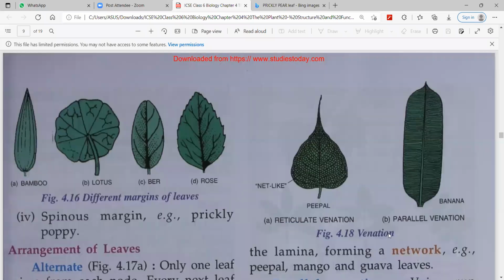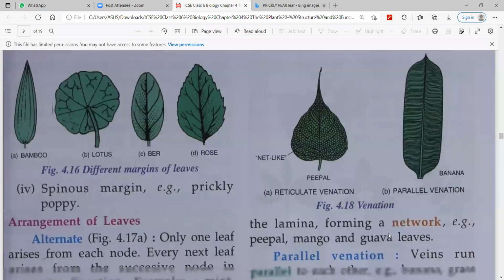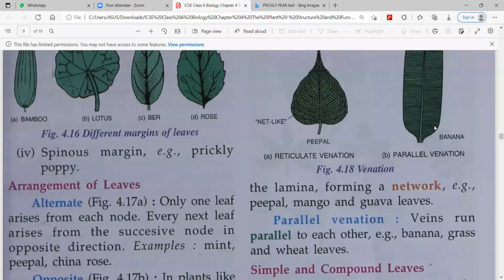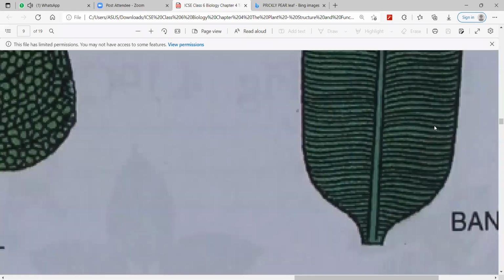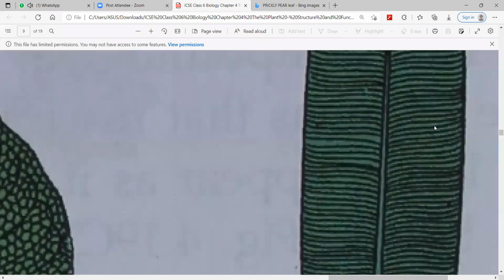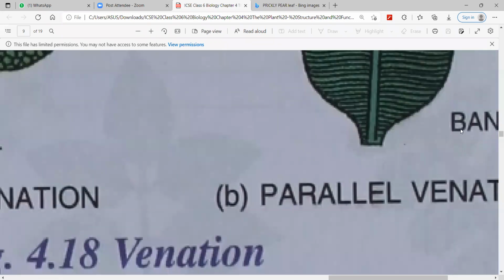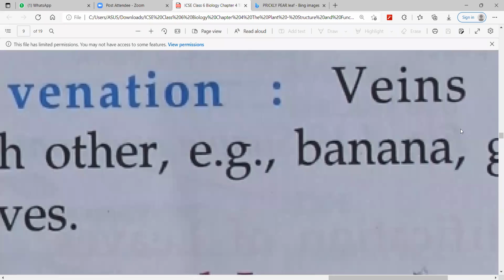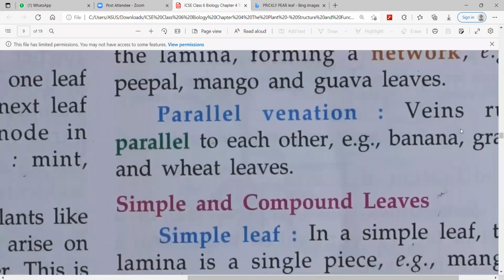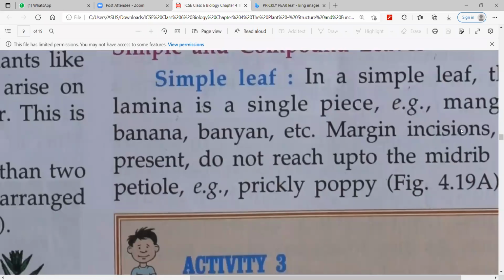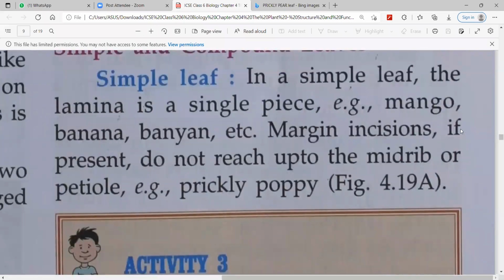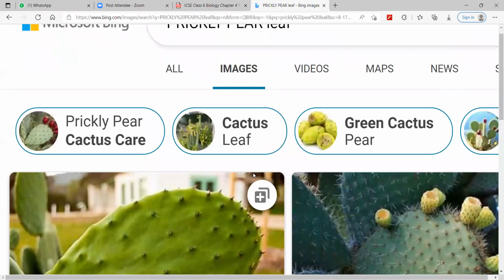On the other hand, if the leaves have veins running parallel to each other, see these are parallel to each other, not forming the network itself, then it is known as parallel venation. For example, banana. Then we have two types of leaves with us. The first one is the simple leaf, and the second one is the compound leaf. So let's see what a simple leaf means.